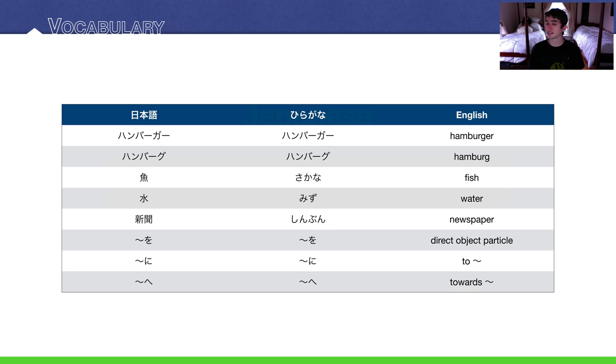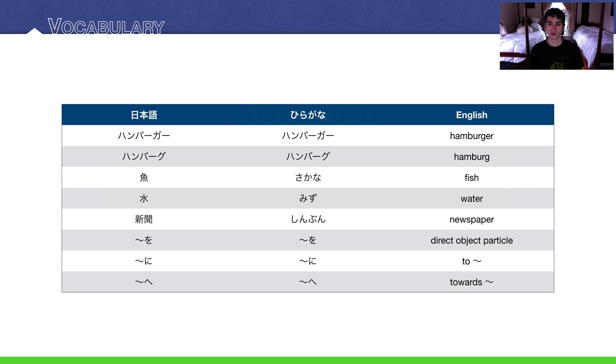Up next is fish. Sakana, fish. Japan is a country of seafood. You're going to see this character and this word a lot in Japan. Mizu, water. Mizu, very important. Newspaper. Shinbun, okay, newspaper.